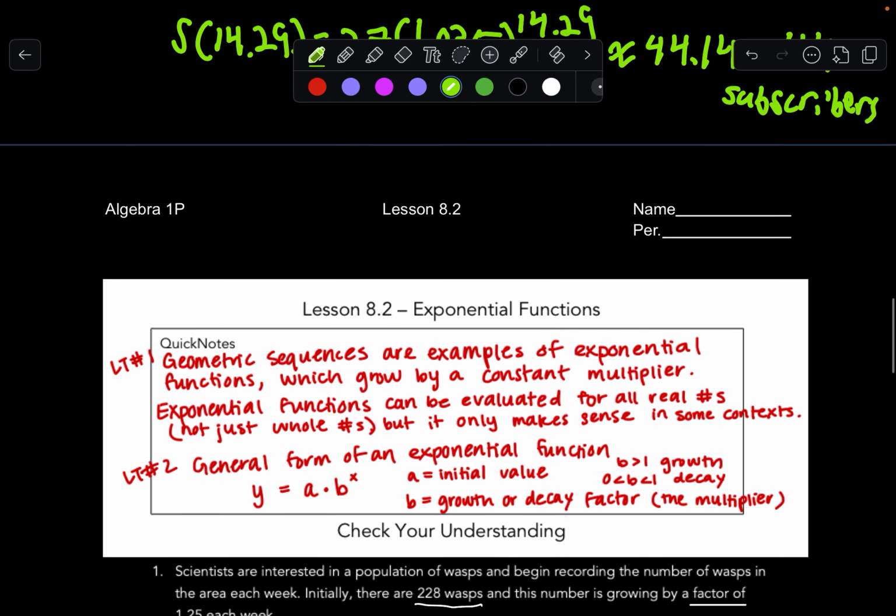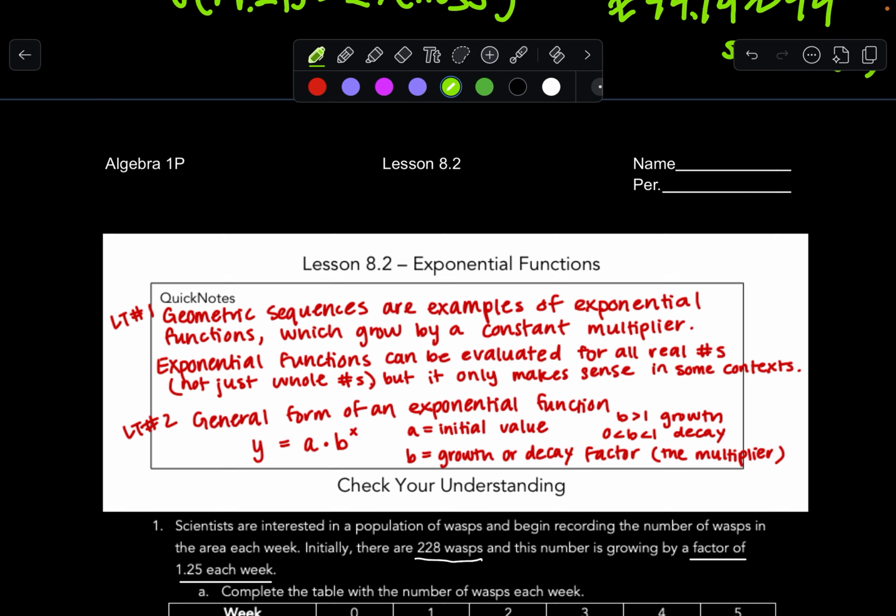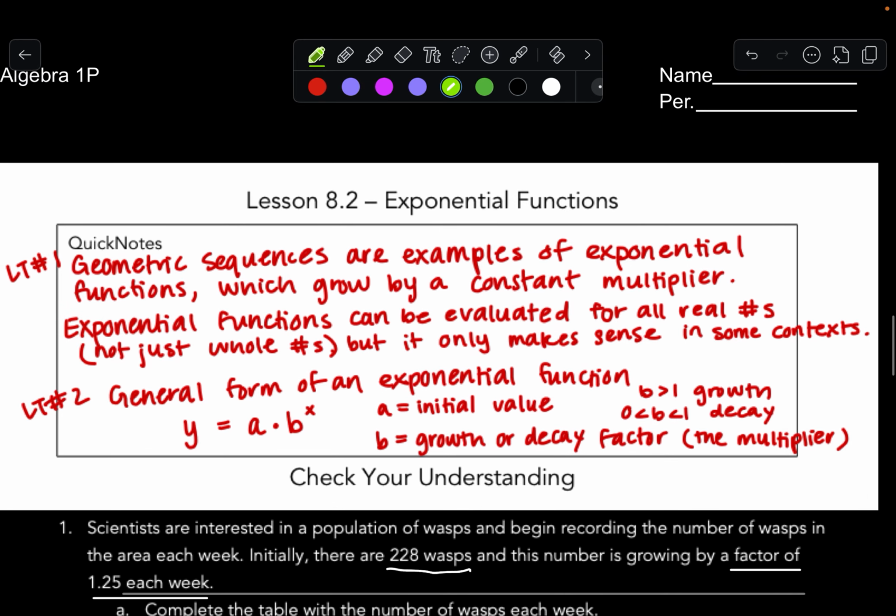All right, and finally, the learning targets. Number 1, geometric sequences are examples of exponential functions, which grow by a constant multiplier, which we call the common ratio, R. Exponential functions can be evaluated for all real numbers, not just whole numbers, but in some contexts it only makes sense to evaluate at whole numbers, and in other contexts it will make more sense to have it at fractional decimal numbers too. Like in the case of the subscribers.